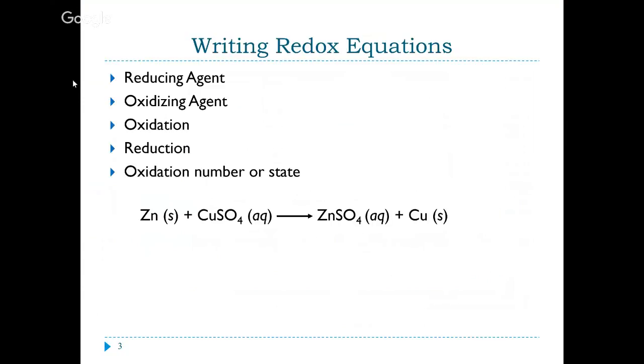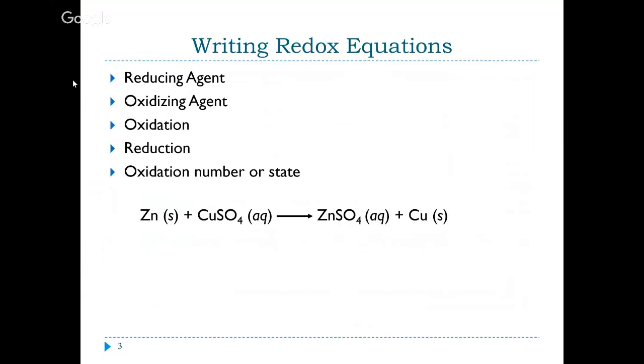Conversely, if you are the oxidizing agent, then you have the power to oxidize something else, so you yourself are being reduced. Oxidation is the loss of electrons, which we can also see as an increase in your oxidation number or charge. Reduction is the gaining of electrons, so your charge will go down. To figure this out, we have to look at our oxidation numbers, or oxidation states.